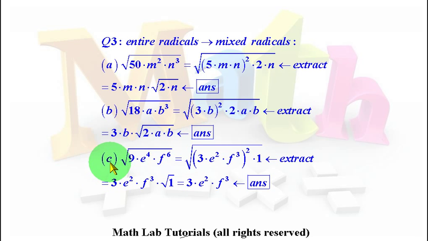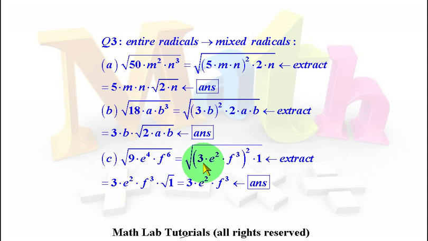Okay, so C, we have the square root of 9e to the power 4 times f to the power 6. Again, we open up a big square root, put an empty bin over here, raise to the power 2, and leave this blank. The square root of 9 I know is 3, put it inside. The square root of e to the power 4 is e squared, put it inside. And the square root of f to the power 6 is f to the power 3. And lo and behold, we have nothing left over.